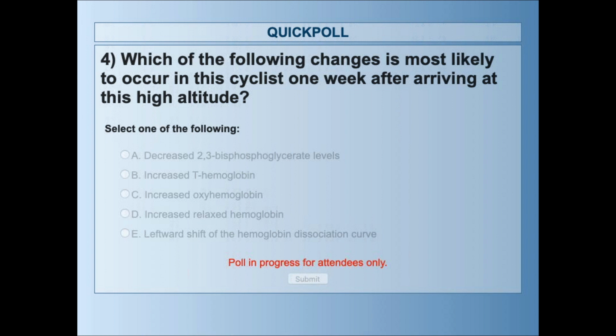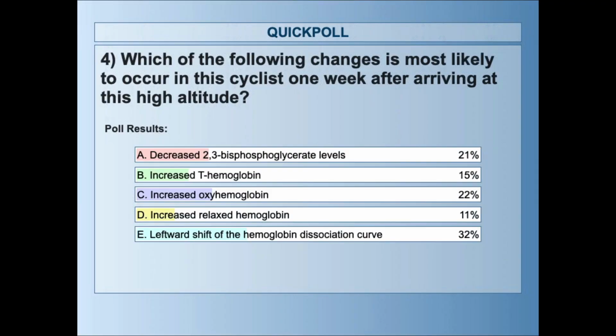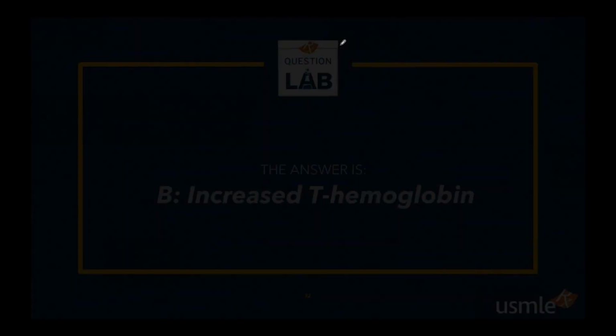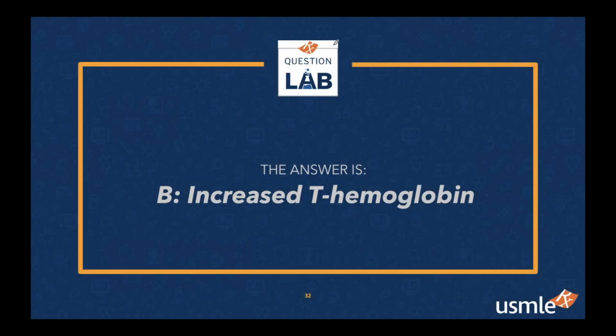All right, well, let's take a look and see what all of you selected. And it looks like in first place here with 32% was answer choice E, leftward shift of the hemoglobin dissociation curve. And in second place, we had increased oxyhemoglobin. So let's take a look and see what the correct answer is. And the correct answer is B, increased T hemoglobin.